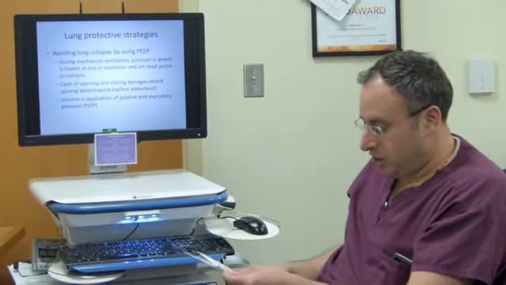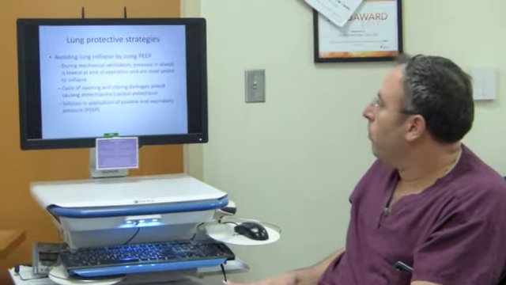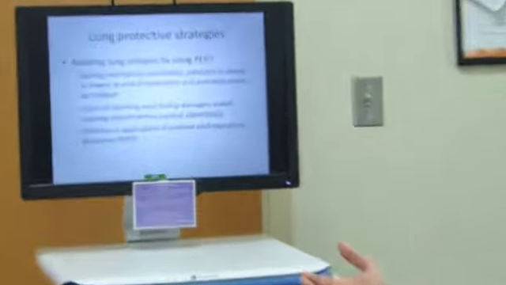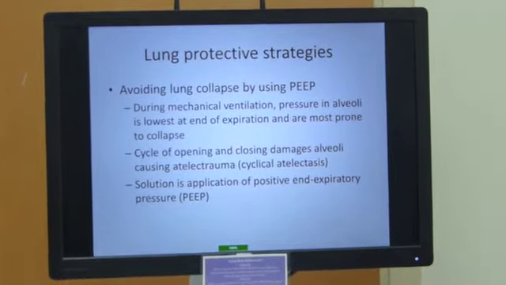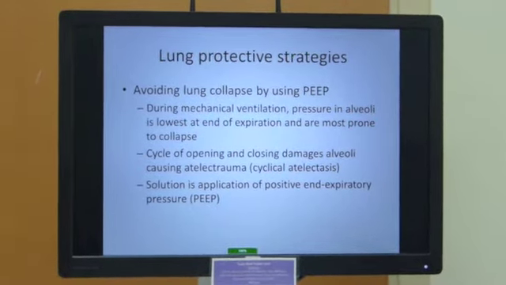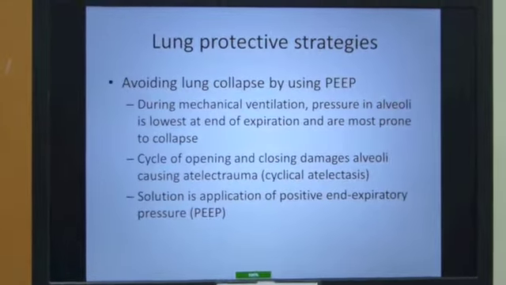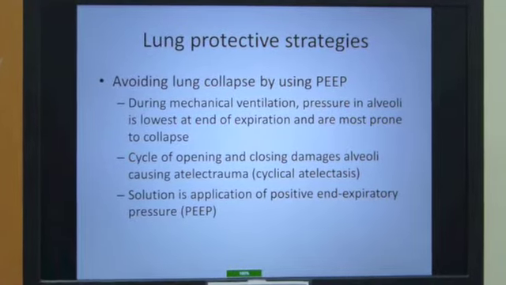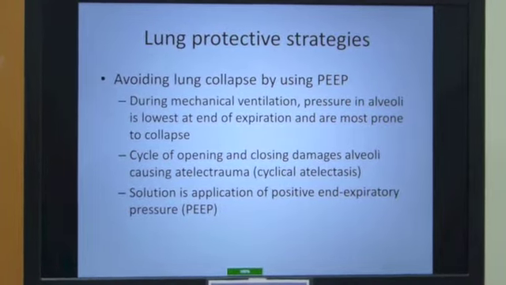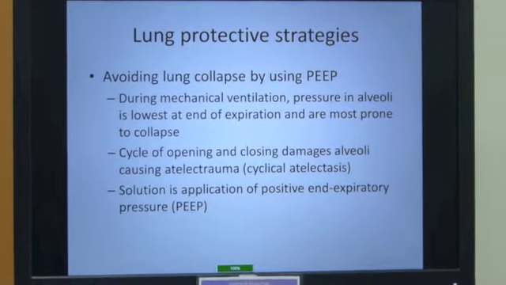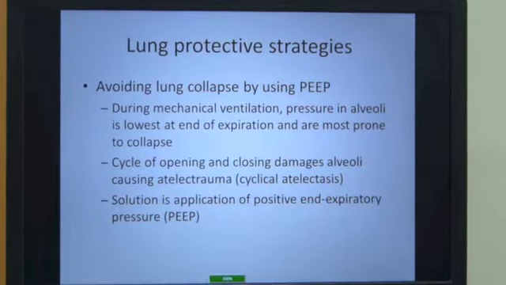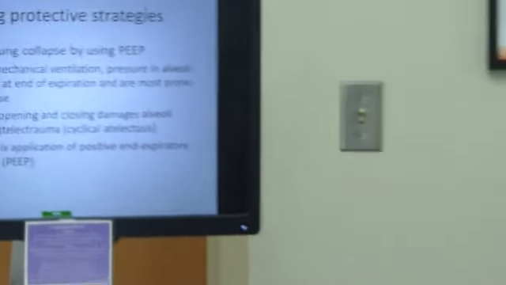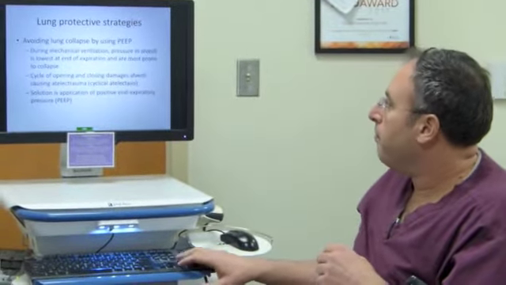So, lung protective strategies. You avoid lung collapse by using PEEP, as we said before. During mechanical ventilation, the pressure on alveoli is lowest at the end of expiration and they are most prone to collapse. The cycle of opening and closing damages the alveolus, and it causes atelectatic trauma, or cyclical atelectasis, or rapid alveolar collapse and expansion. The solution is application of positive end expiratory pressure, which is PEEP, which is standard in most ICUs at 5, but certainly we're starting at 8 here, and it could be even higher depending on someone's physiologic PEEP.